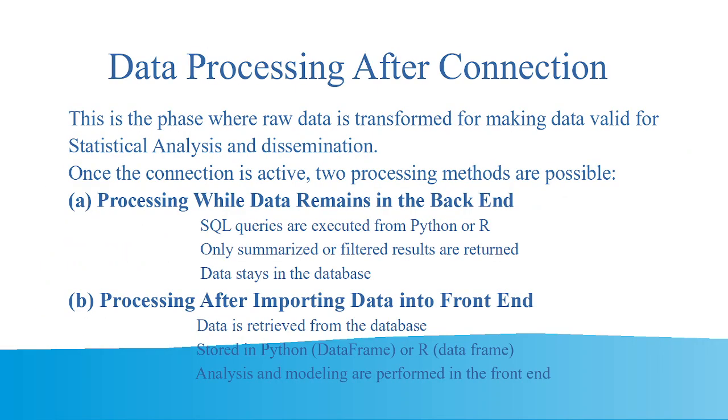Data processing after connection. This is the phase where raw data is transformed for making data valid for statistical analysis and dissemination. Once the connection is active, two processing methods are possible. Processing while data remains in the backend. SQL queries are executed from Python or R. Only summarized or filtered results are returned. Data stays in the database.